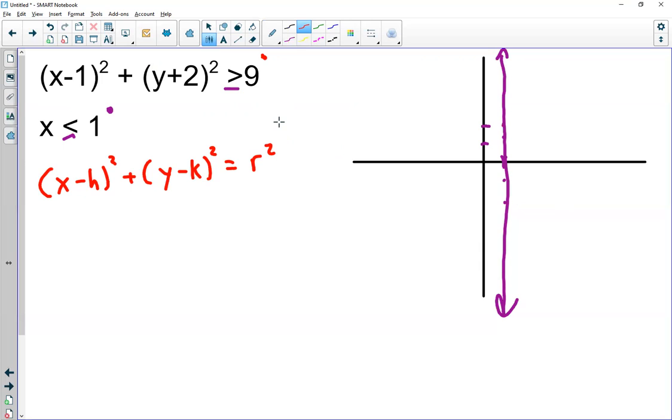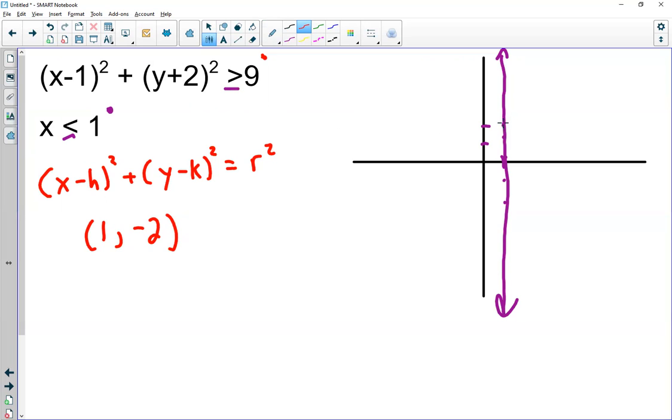Don't you make it positive? So your h value is the one with the x. So this is x minus 1, right? So it's going to be a positive 1. So the center is going to be at 1, comma, 2. This is a positive 2, but it's a minus k, so it's negative 2. So the center of your circle is at 1 comma negative 2.